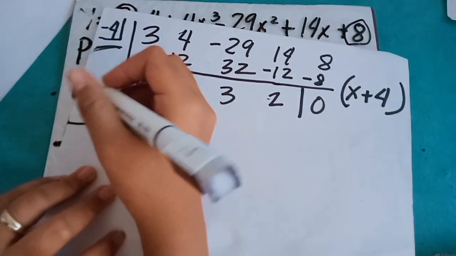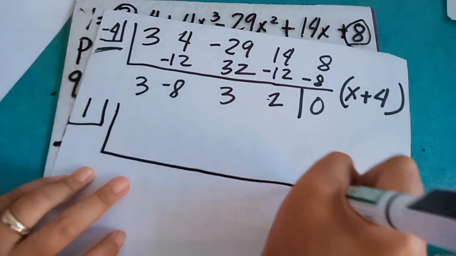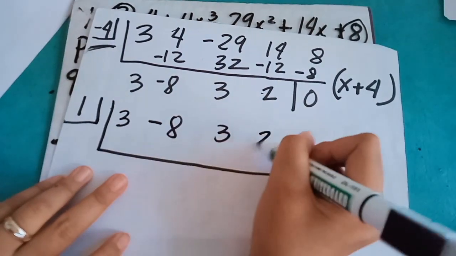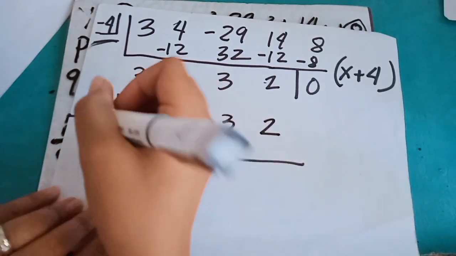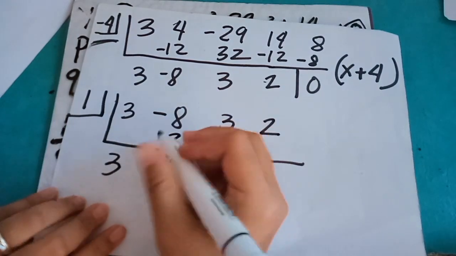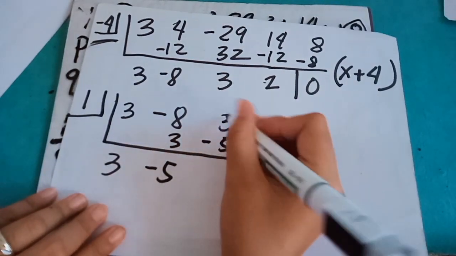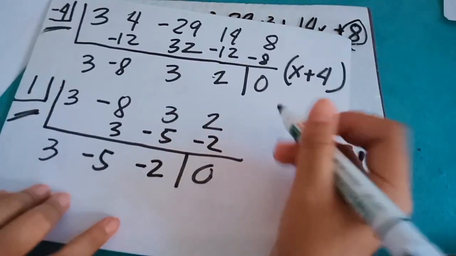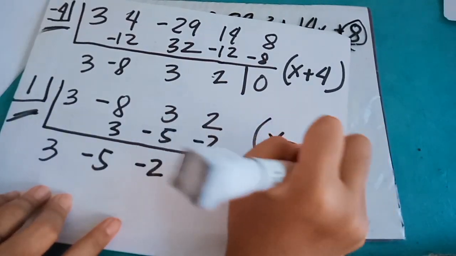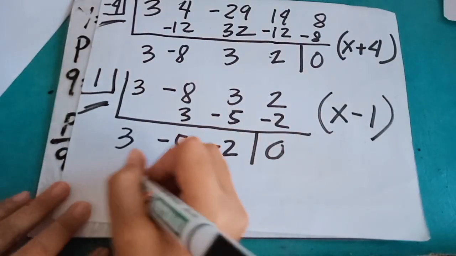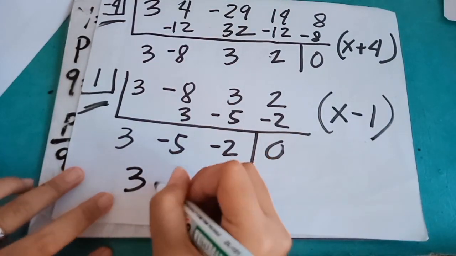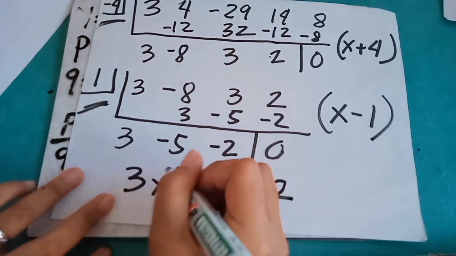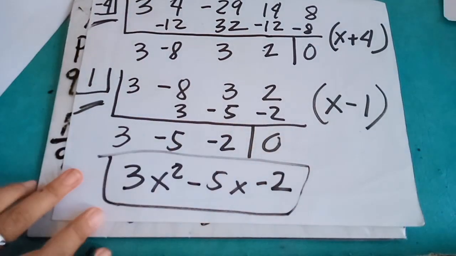So let's try 1. So here, 3, negative 8, 3, and 2. So 3, multiply, then subtract, multiply, subtract, multiply. So it is 0. So 1 is a factor. So x minus 1 is the other factor. So we have left here 3x raised to 2 minus 5x minus 2.